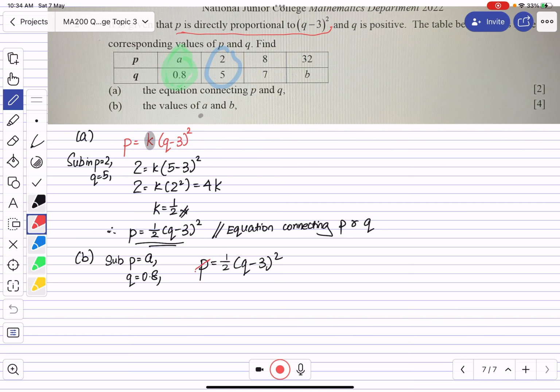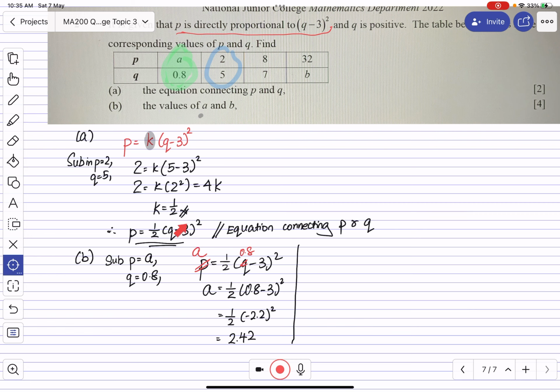I will substitute P as A and Q as 0.8. This gives me A equals half of (0.8 minus 3) squared. Using the calculator, this is half of negative 2.2 squared, and the final answer turns out to be 2.42. Remember, once we find the equation, once we find K, we can use it again to find all the different unknowns, like what we did in the notes.